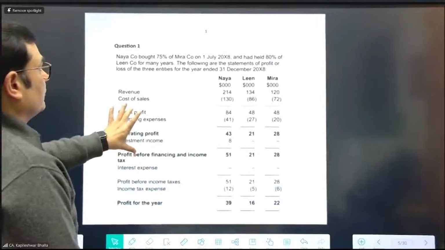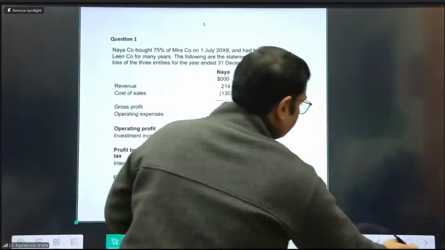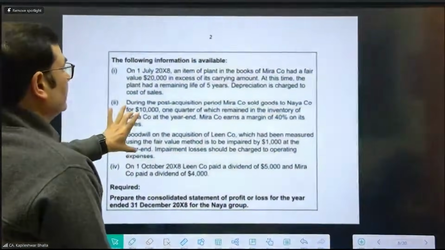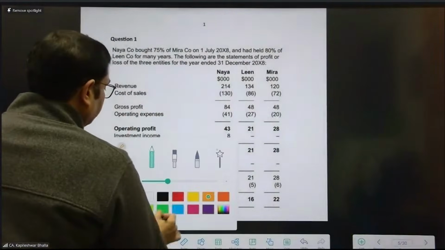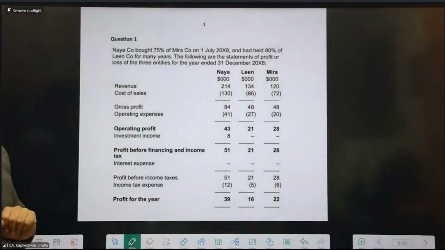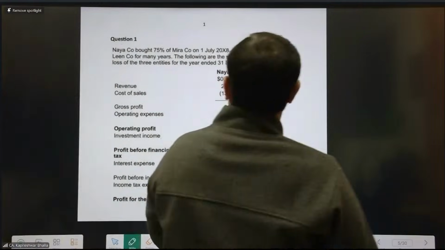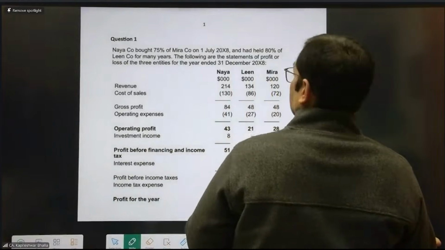So let's have a look at question number 1. There are a couple of adjustments as well. This will give you a complete feel of how the consolidated income statement is going to be presented. Okay, so let's begin the journey. I hope this is not containing an associate, I guess.